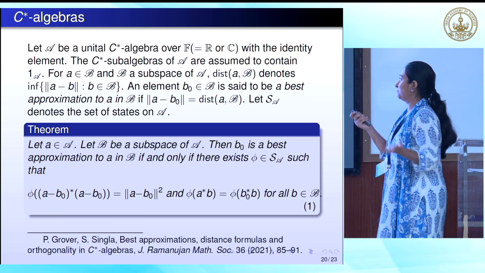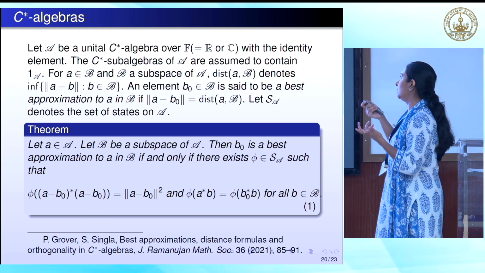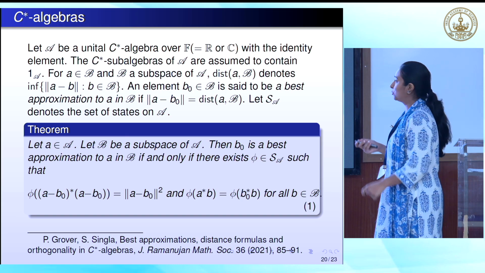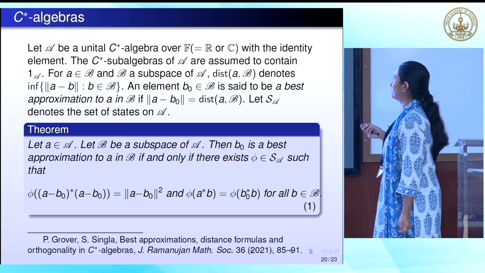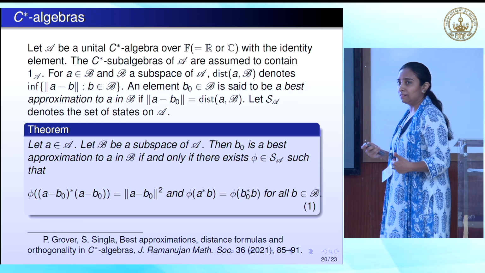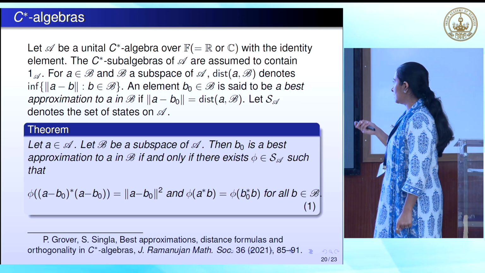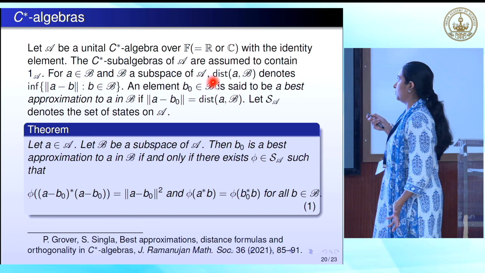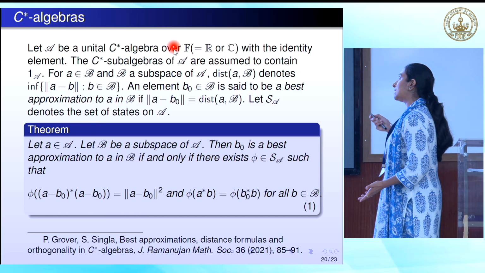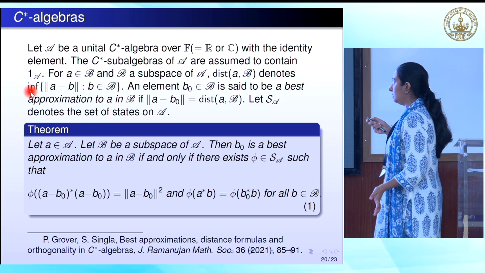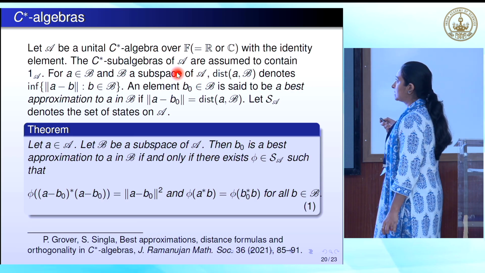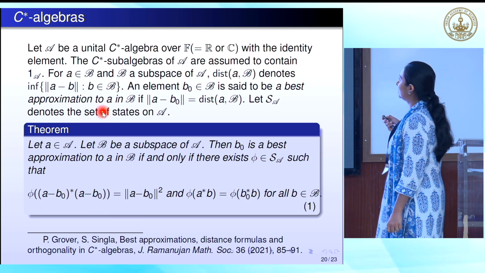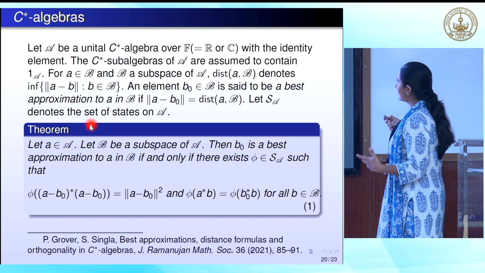More general settings for people who can understand. So again quantum mechanics wanted to look at algebras of physical observables, and those structures brought up C-star algebras. So we want to extend whatever we have known to these settings, and this we did in 2021. So if A is a unital C-star algebra over any field with identity, and assume that C-star subalgebras of A also contain identity. Then similar notations are there. B is a subspace.